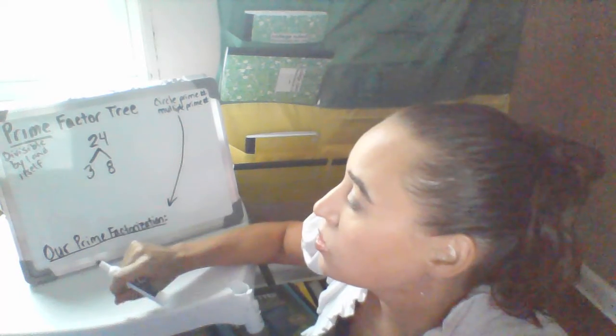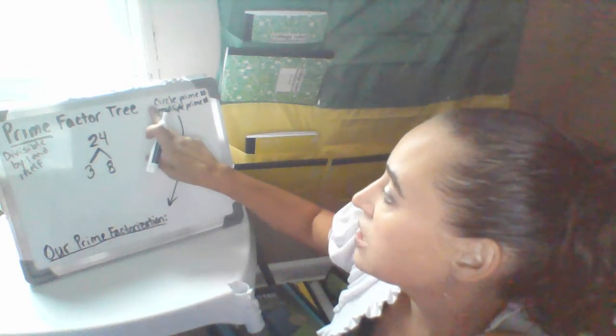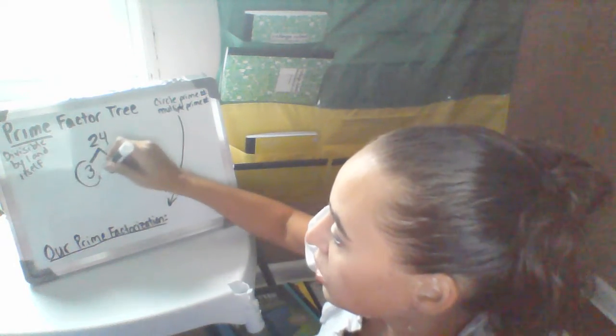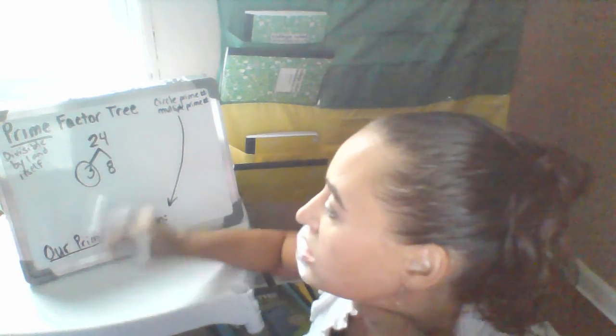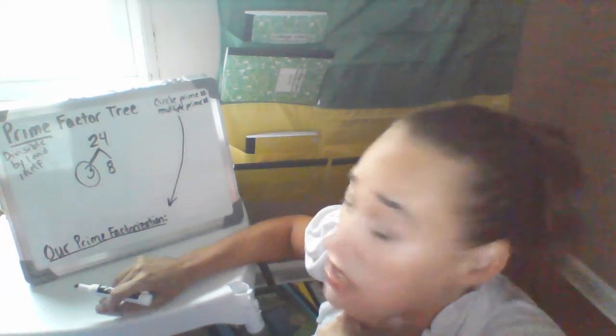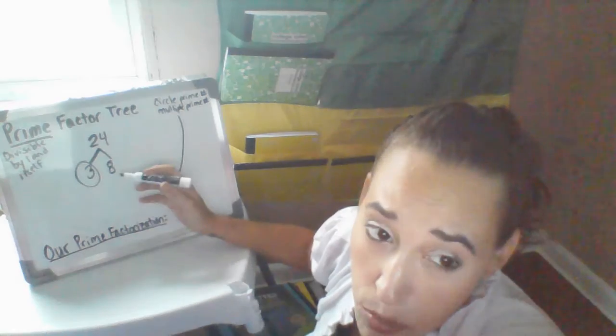So when you're doing a prime factor tree and you want to find the prime factorization, I always say step 1, you want to circle your prime numbers. So I'm going to take 3 and I'm going to circle it. Another big thing is I always put my prime numbers to the left-hand side to make it easier.